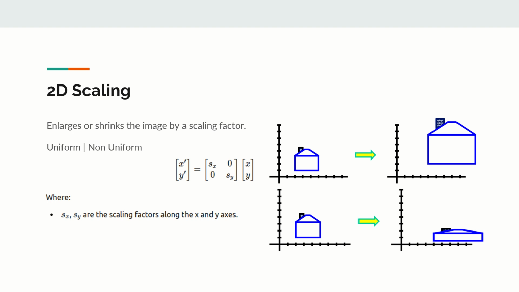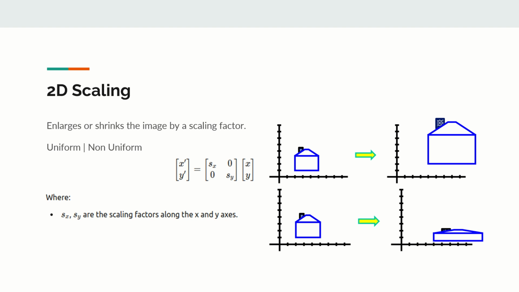In scaling, the size is changed. The change depends upon the scaling factor. If scaling factor is less than 1, size will be decreased, as shown in the bottom figure. And if scaling factor is greater than 1, then the size will increase, as shown in the upper figure. And if the scaling factor is 1, there will be no change in size.